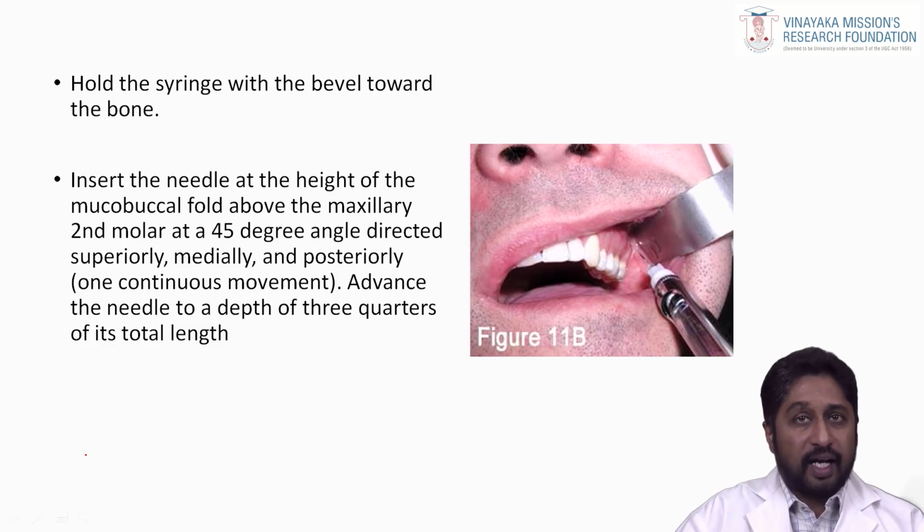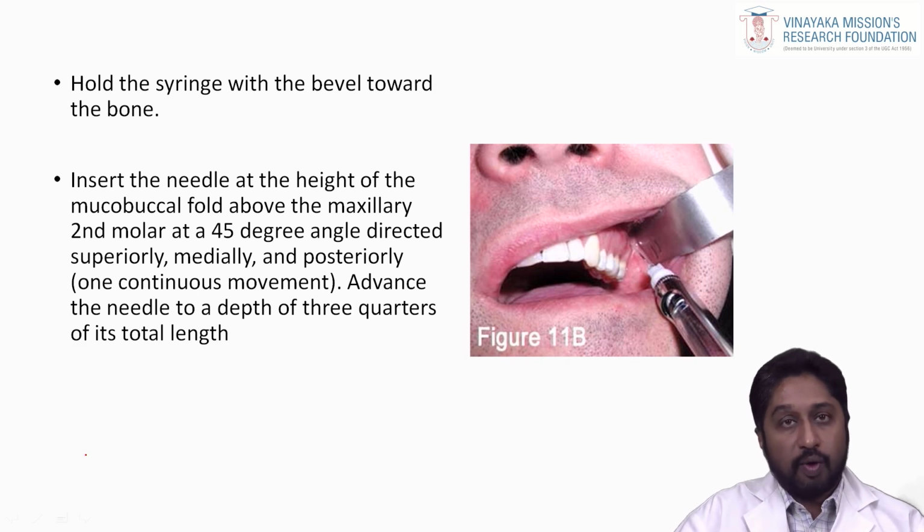Insert the needle at the height of the mucobuccal fold above the maxillary second molar at a 45 degree angle, directed superiorly, medially and posteriorly. Remember that: superiorly, medially and posteriorly. Advance the needle to a depth of three-quarters of its total length. The needle should be inserted three-quarters of its total length and then injected. Always aspirate and inject at 45 degrees.